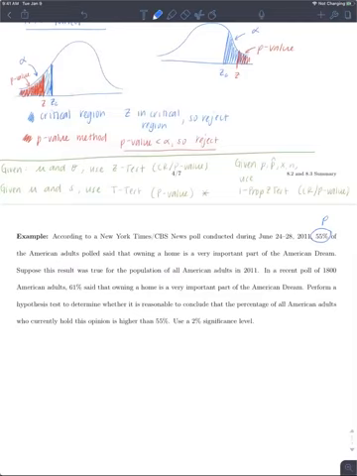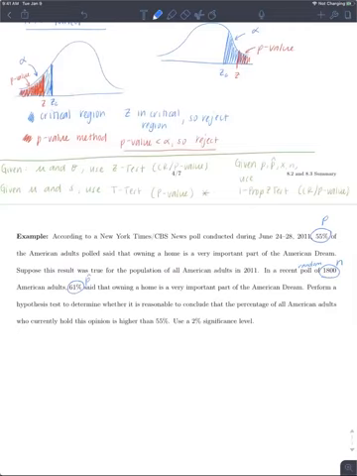And then it says, in a recent poll of 1,800 American adults, so what does 1,800 represent? N. And let's pretend that this says in a recent random poll, because it should always say random. It says 61% said that owning a home is an important part. And so yeah, this 61% is gonna be our P hat. And so this is one of those ones where if you look at your calculator, when you try and use one prop Z test, you're gonna have to use P hat to find X.